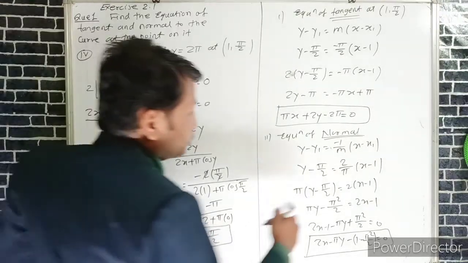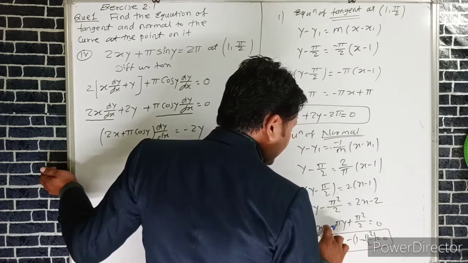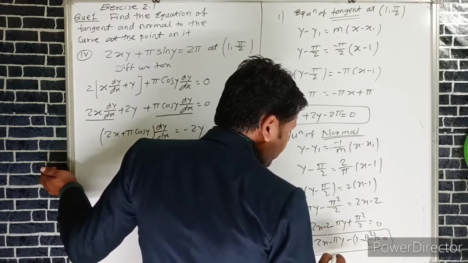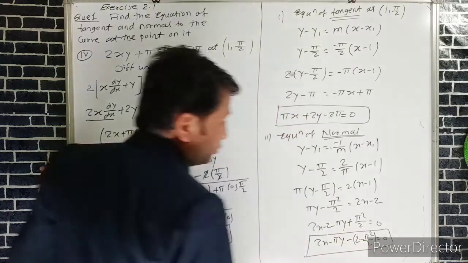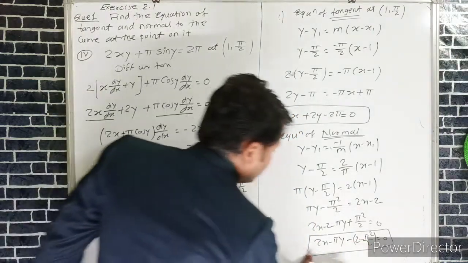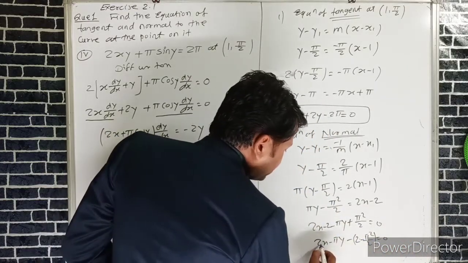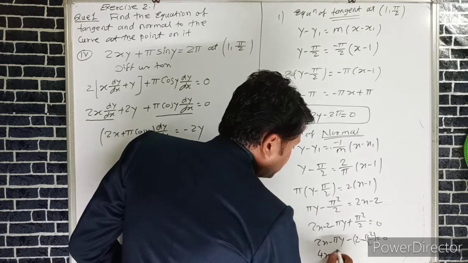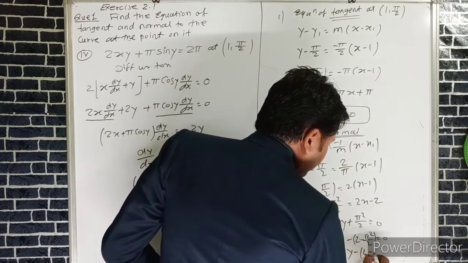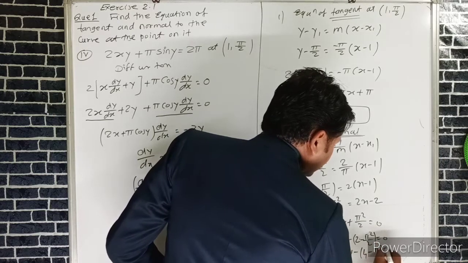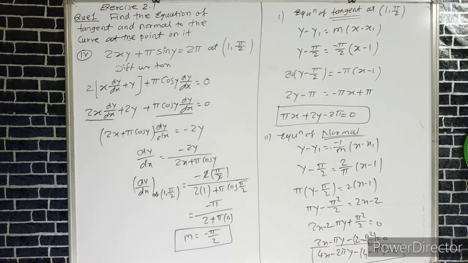Sorry, this is 2 into x, 2x, minus 2 into 1, which is minus 2. Here we can write 2x minus 2, means 2x minus pi y minus 2 minus pi by 2, pi square upon 2 is equal to 0. Or also we can write, multiplying by 2 on both sides, 4x minus 2 pi y minus 2 into 2, 4 minus 2 cancel, we get pi square is equal to 0. Also we can write the required equation of normal.